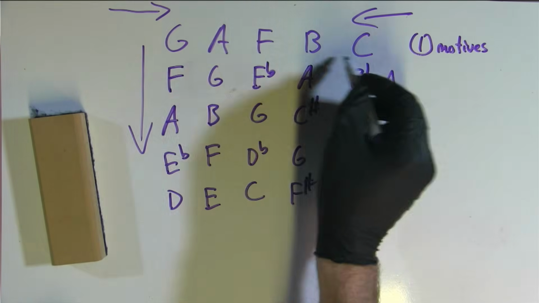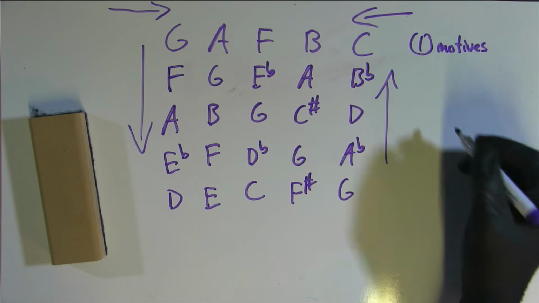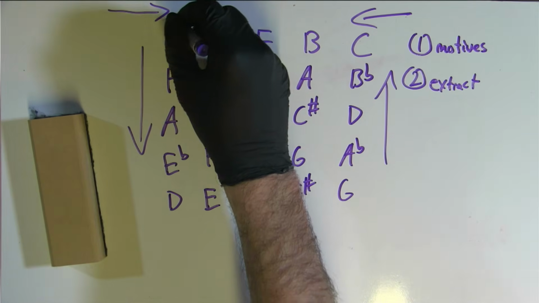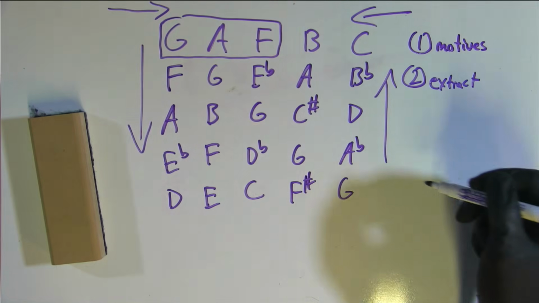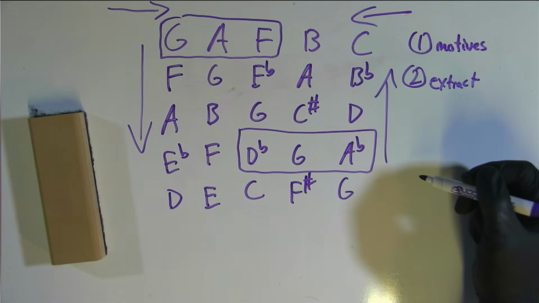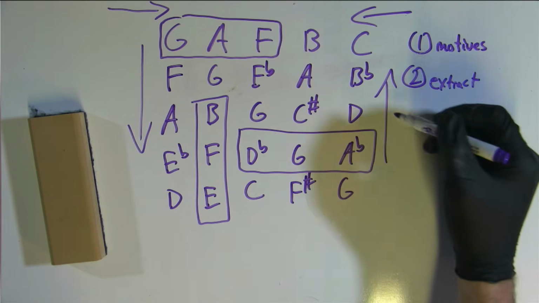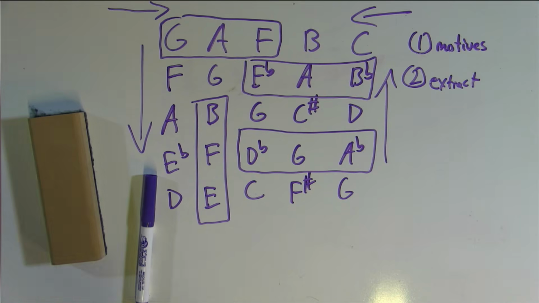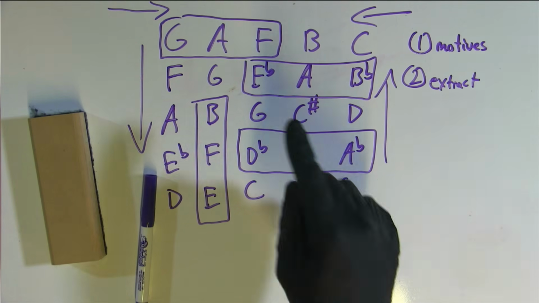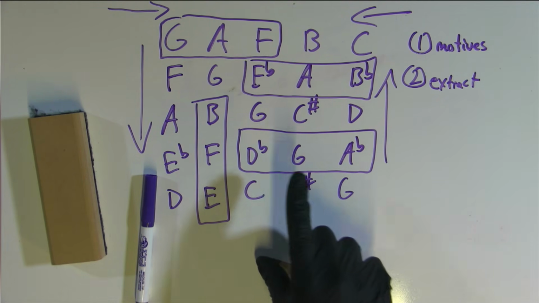Right away, you have all these different combinations of notes that you can have. You can extract things, extract combinations. Maybe you want to just use that part, and maybe you just want to use that part. Combinations of things. Maybe you want to choose four different combinations of things. So instead of using all of these things, you can use G, A, F, E flat, A, B flat, B, F, E, D flat, G, A flat.